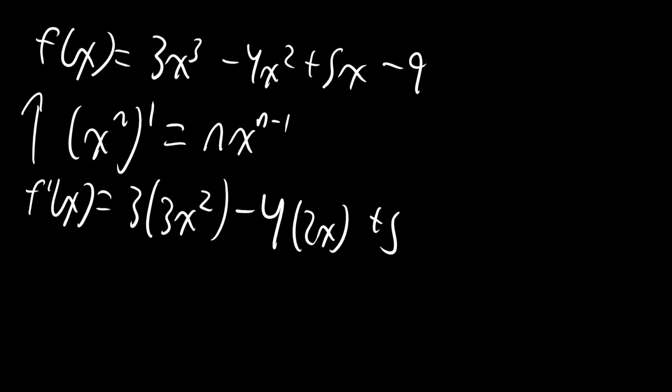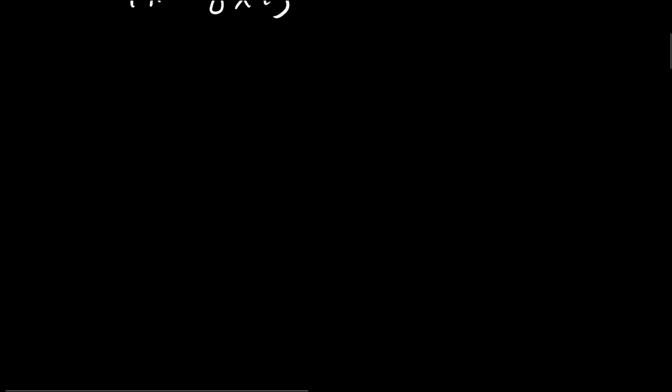And then the derivative of a constant is just 0, so we can ignore that 9. And then we get 3 times 3 is 9x squared minus 4 times 2 is 8x plus 5. And that's our derivative. Now let's do something a little bit more fun.